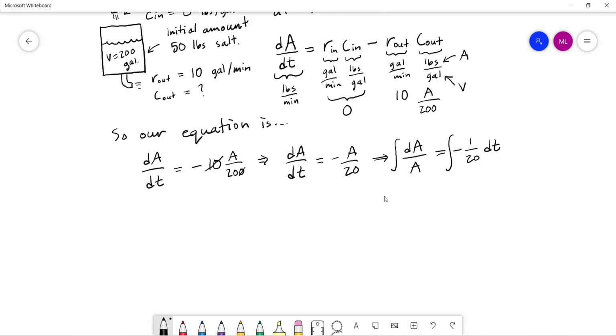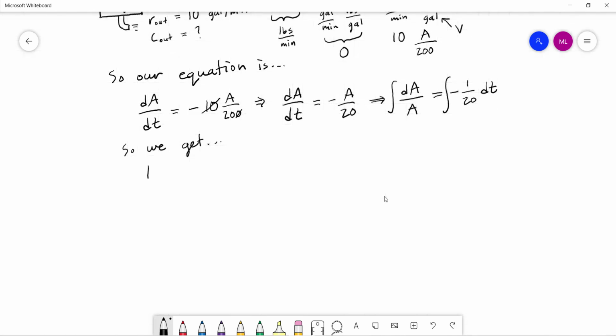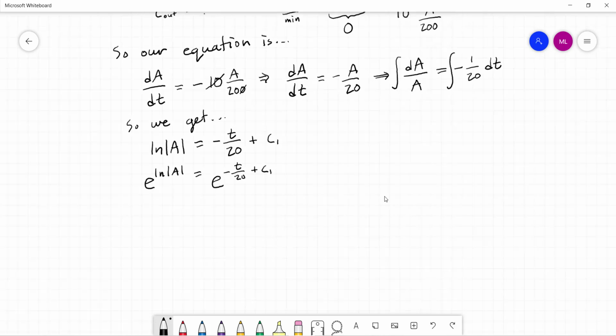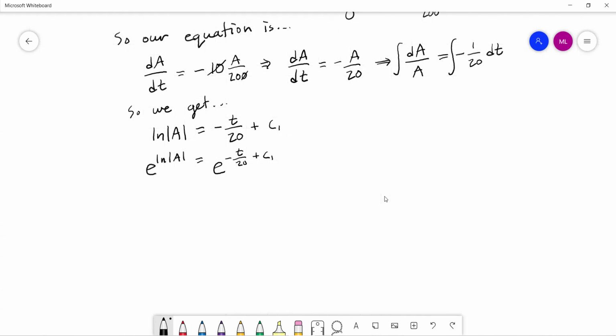And on the left, we will get the natural log of the absolute value of A. And on the right, we will get negative t over 20 plus some constant of integration, call it C1. We'll get rid of that natural log by taking e to both sides. So I'll have e to the natural log of the absolute value of A equals e to the negative t over 20 plus C1. I'll skip all the arguments about dropping the absolute value and all of that. Let me do that all in one fell swoop. We wind up with A equals some new constant C2 times e to the negative t over 20.